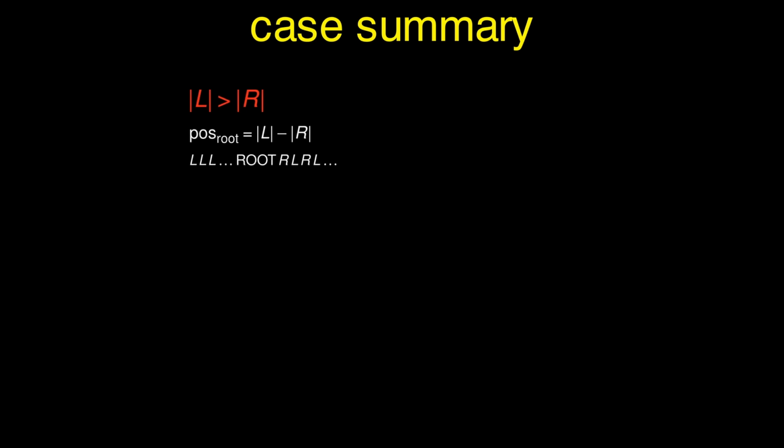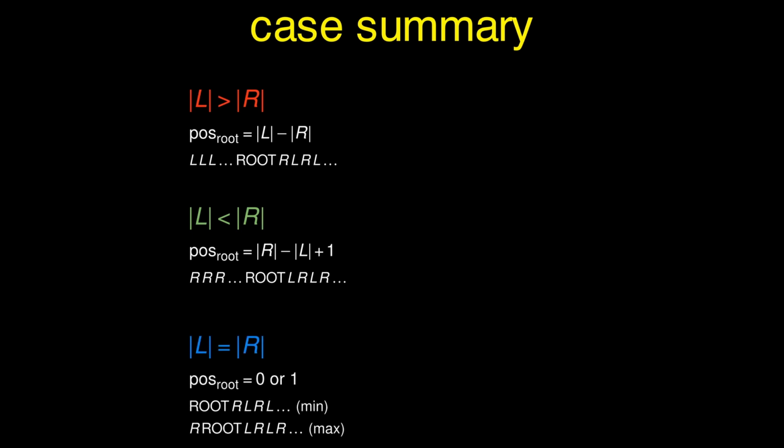To summarize, we can determine the position of the root given the two sizes of the subtrees. We can use the following control sequence. If the left subtree size is greater, the position of the root is equal to the left subtree size minus the right subtree size. The difference number of L's at the start, then the root, then RL alternation. If the left subtree size is less than the right subtree size, then the position of the root equals the right subtree size minus the left subtree size plus 1. If they're equal, the position of the root is either going to be 0 or 1.